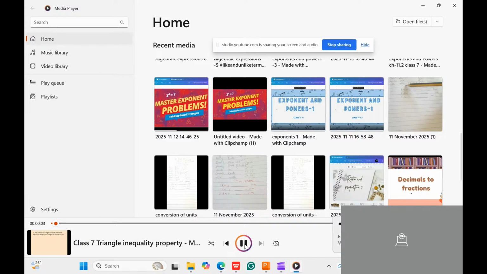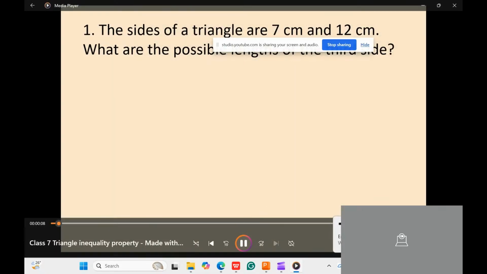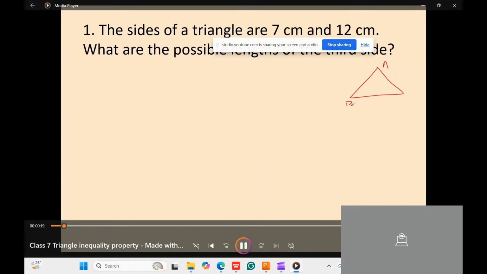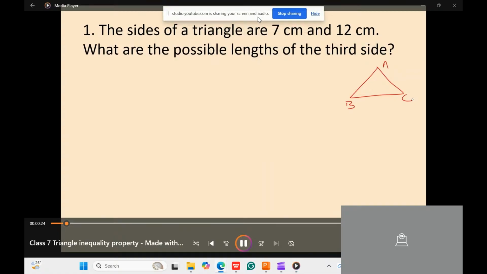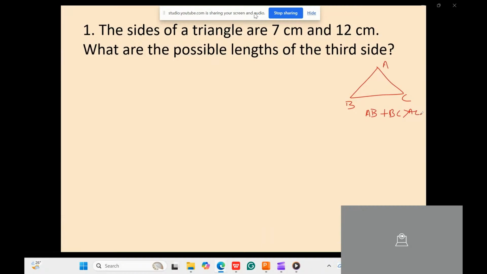The first question is the sides of a triangle are 7 centimeter and 12 centimeter. What are the possible lengths of the third side? Okay, so this is based on the triangle inequality property where you have three sides AB, BC, and AC, suppose. And the property says that the sum of any two sides will always be greater than the third side. Similarly, you take BC plus AC, it will be greater than AB. And if you take AC plus AB, it will be greater than BC.